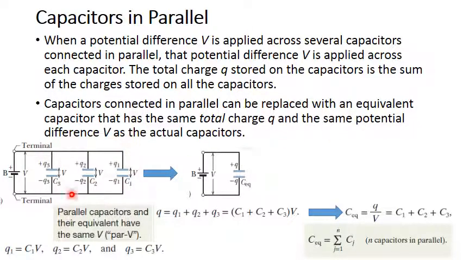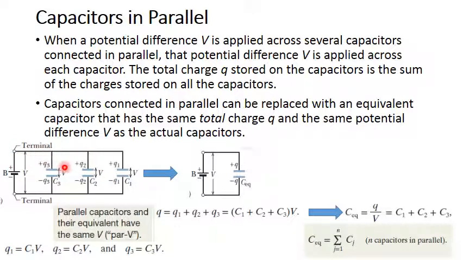For example, if the capacitors are connected in parallel to each other, what would be the equivalent capacitor? Or if the capacitors are connected in series to each other, what would be the equivalent capacitor? So we will start with capacitors in parallel.